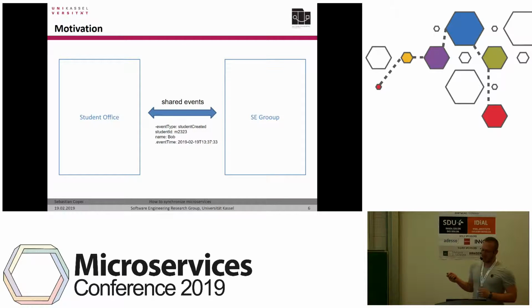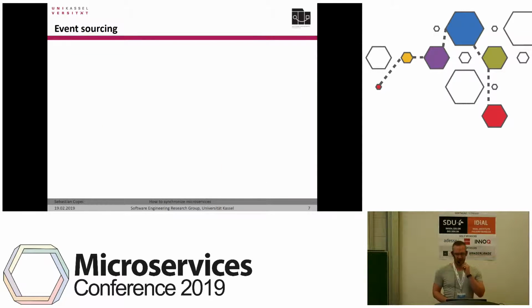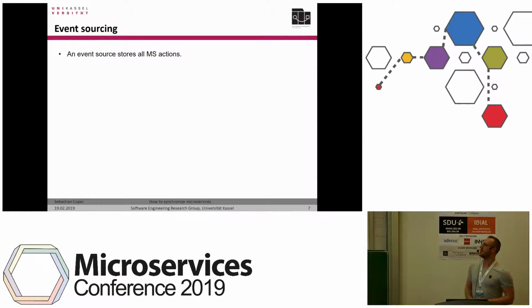To do this, we use a technique from domain-driven design called event sourcing. First I want to show what an event source is. In very easy words, an event source is just a store for all actions from a microservice, something like create student, enroll student to a course, create lecturer, and so on. In the next step, we formalize this event source to build some consistency checks on it.